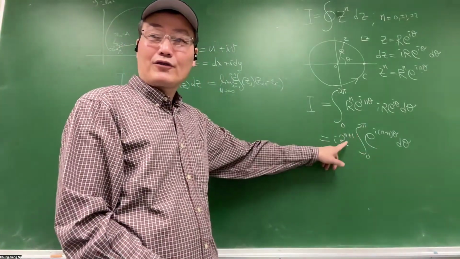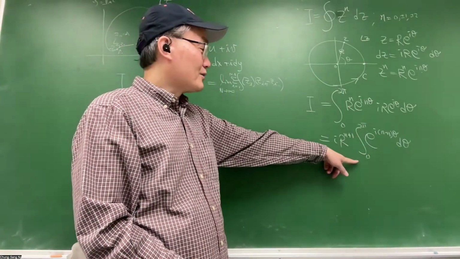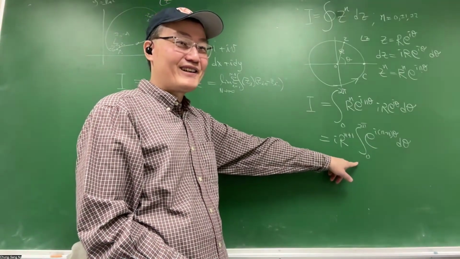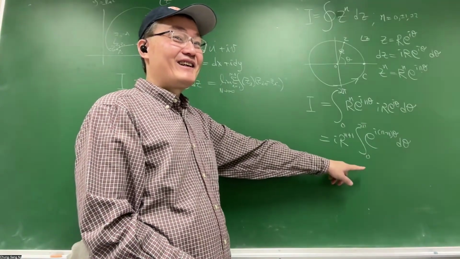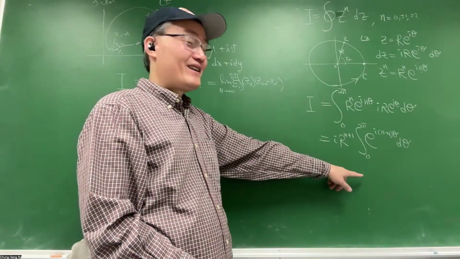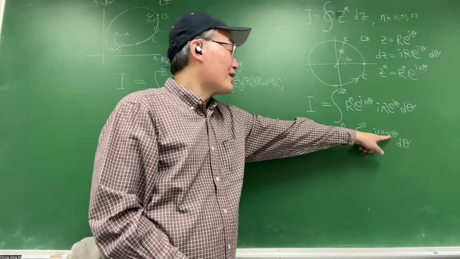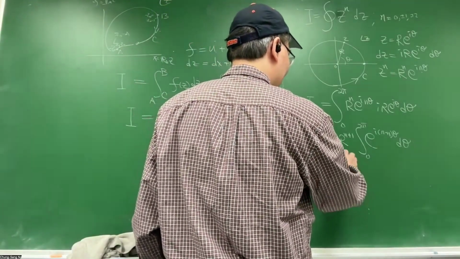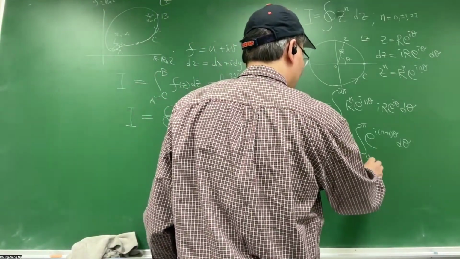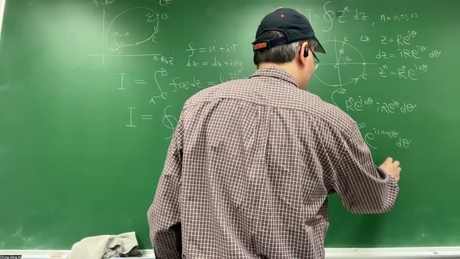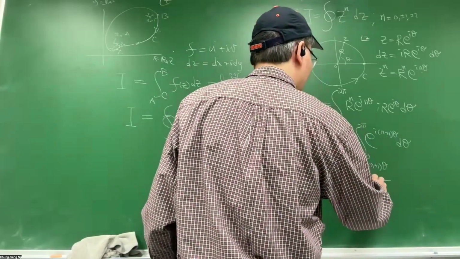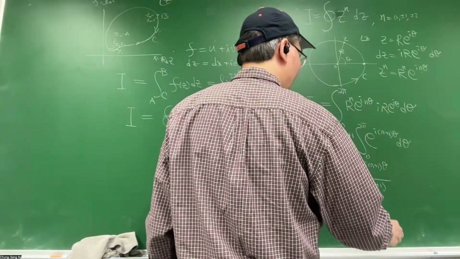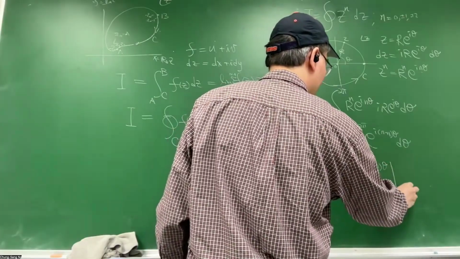Can you all follow? You know how to do this integral, right? Everyone knows how? It will give e to the i n plus 1 theta divided by i n plus 1, evaluated from 0 to 2 pi.